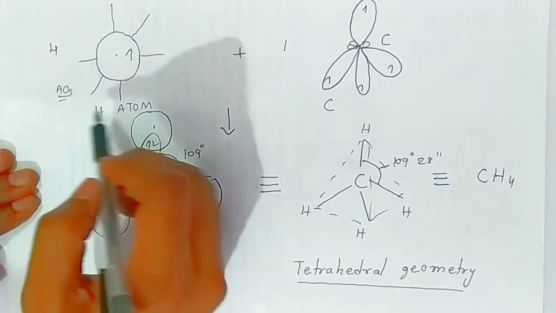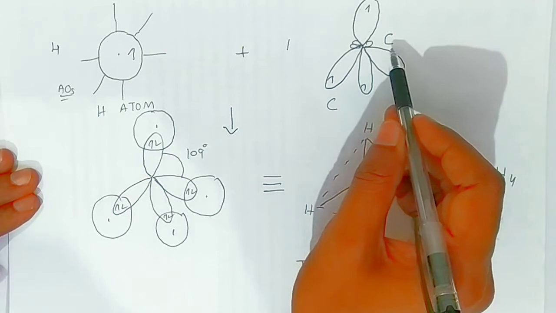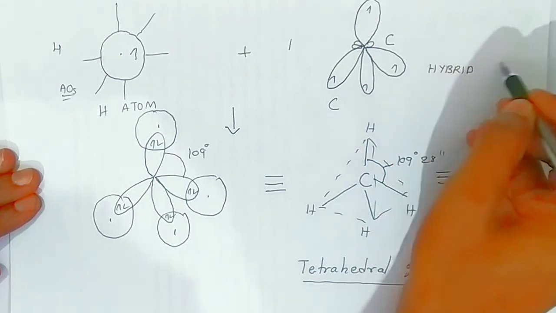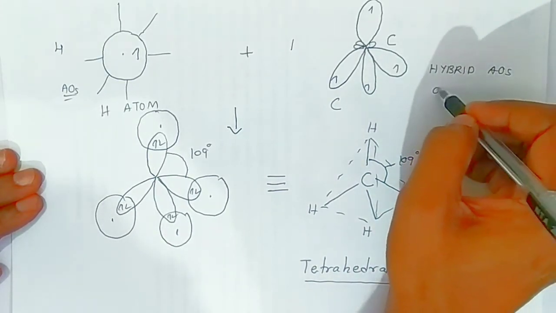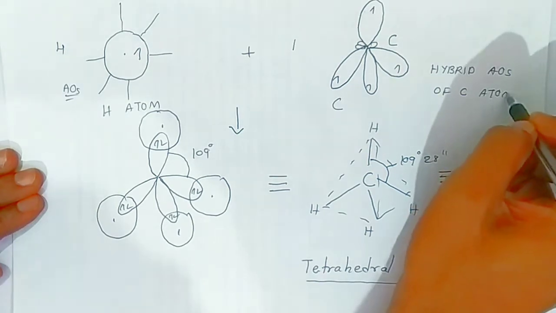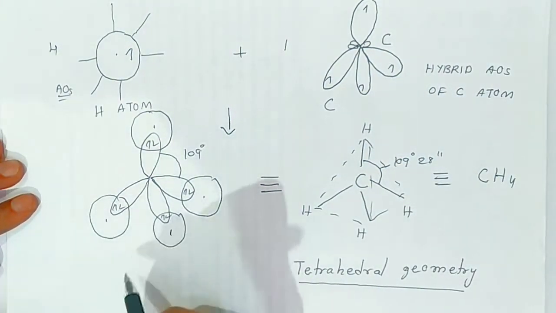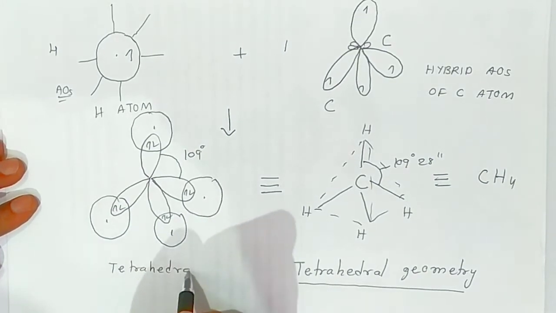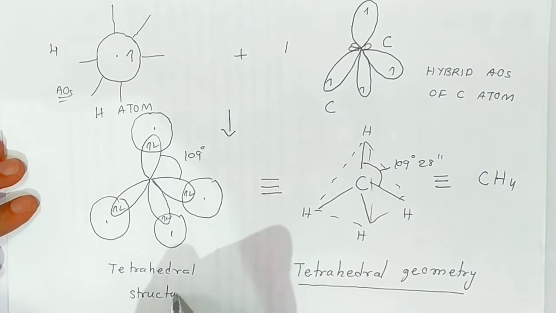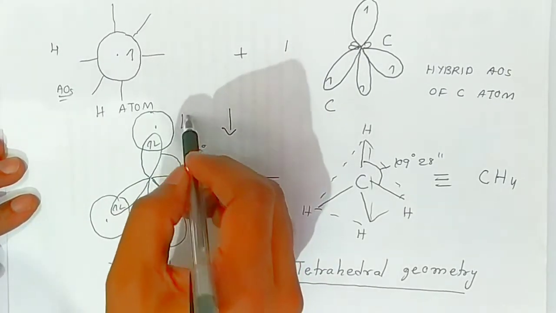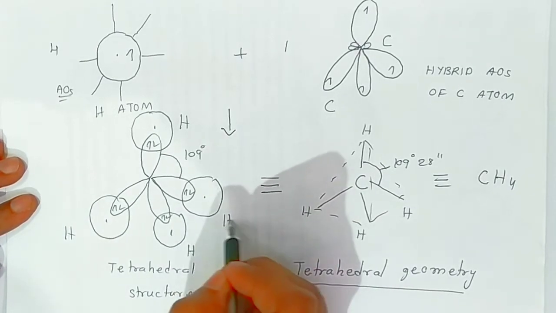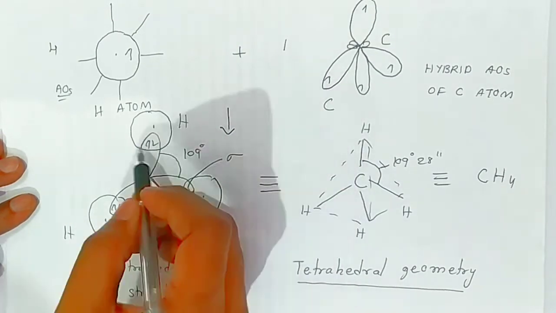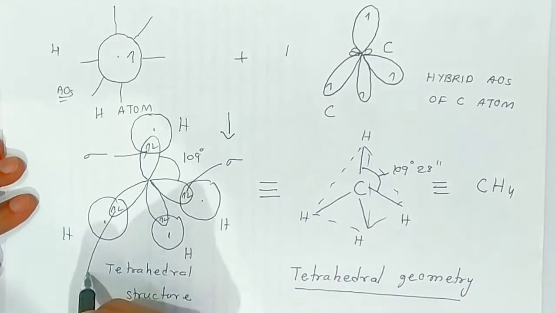The 4 atomic orbitals of the 4 hydrogen atoms approach the carbon hybrid atomic orbitals. These are the hybrid atomic orbitals of the carbon atom. They will form the structure like this, which is a tetrahedral structure. You can see this is the orbital structure diagram, students. These are the 4 hydrogen. Each has 1 electron and they are going to be paired. You are forming 4 sigma bonds.